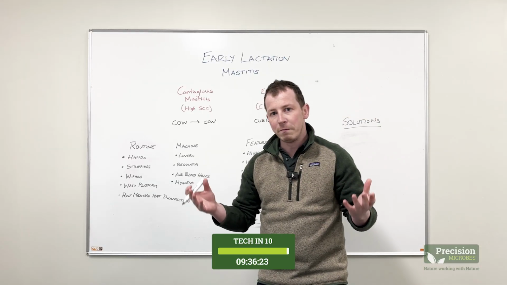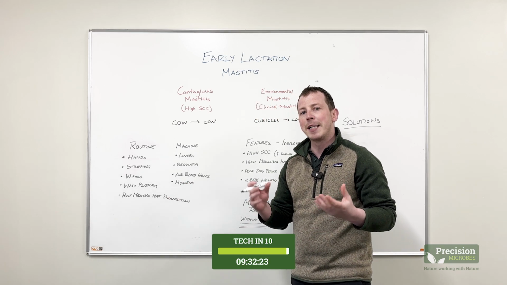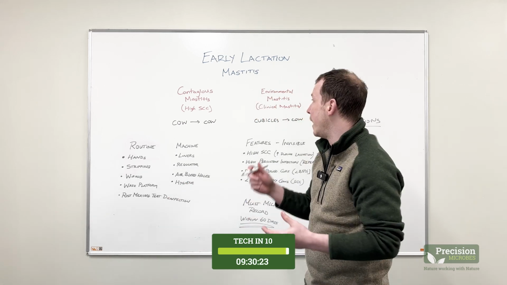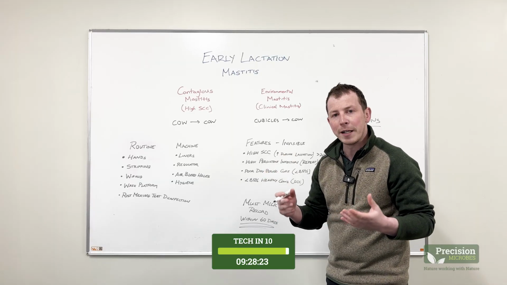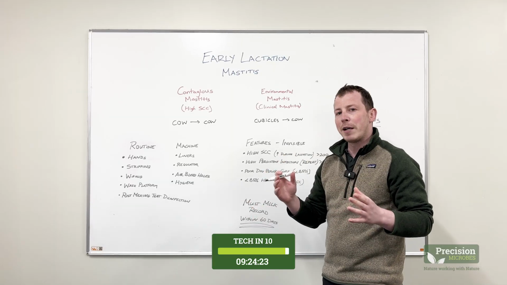So very straightforward, mastitis is an inflammatory process in the mammary gland or glands of cattle, and it is induced by a bacterial invasion of said mammary glands. Now there's two main presentations.